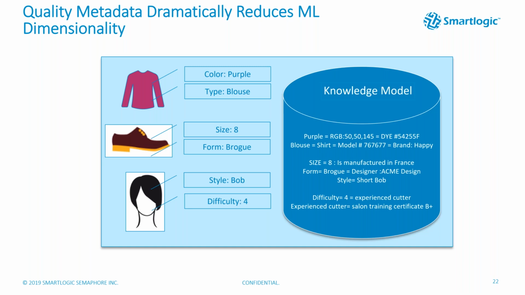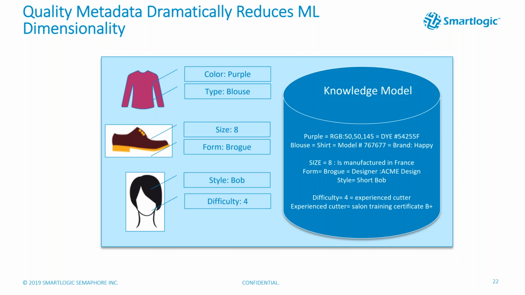And we can carry on with the size 8 brogue, and we happen to know that only size 8s are manufactured in France, and we know that the designer was called Acme Design. And with the hairstyle, it's a bob. But actually it's also difficulty 4, and that requires an experienced cutter, and they have to have a salon training certificate B+. So you can see how the knowledge model, which is the reference point of all the concepts, can join with the actual data that's appended to these things to create a really solid view.